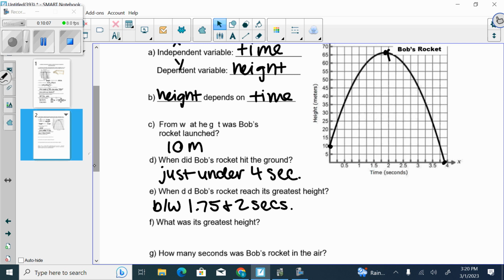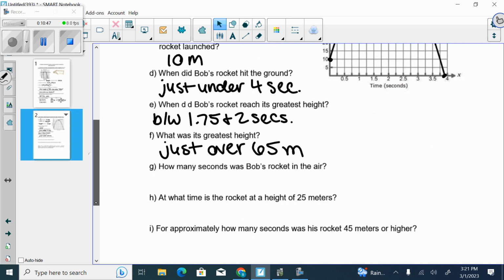Okay? All right, then they also asked for the greatest height. And somebody just told me what the greatest height was. What was it? A little bit below 65, so like 68. Yeah, right. Yeah, very good. So just over 65 meters, or an estimate number would work too. Just over 65 meters. All right, then they asked how many seconds was his rocket in the air? So how long was it off the ground for? From the time it started till the time it ended, right? So about how much time passed there? Right, 3.8, just under 4, somewhere in there would be a great estimate. Good.